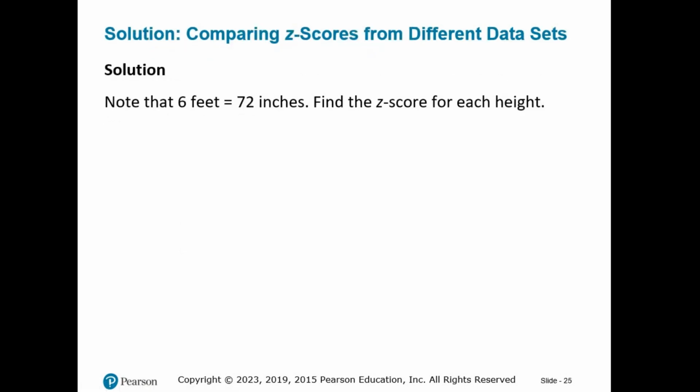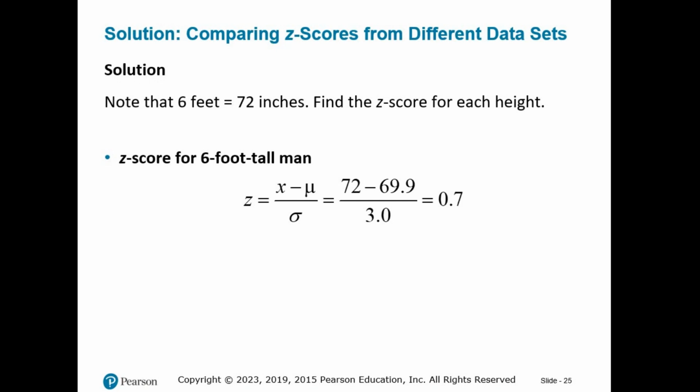A little bit of a trick question to start with because the question is about feet and the measurements are given in inches. So we do just a quick conversion of 6 times 12 to get 72 inches equals 6 feet. The z-score for a man that is 6 feet tall is found by subtracting 72 minus the mean for men of 69.9 and dividing by the standard deviation of 3.0 inches. This gives a 6-foot man a z-score of 0.7, meaning that at that height you are less than 1 standard deviation above the mean height for men.